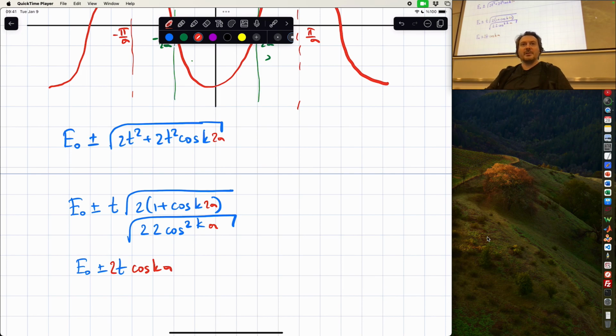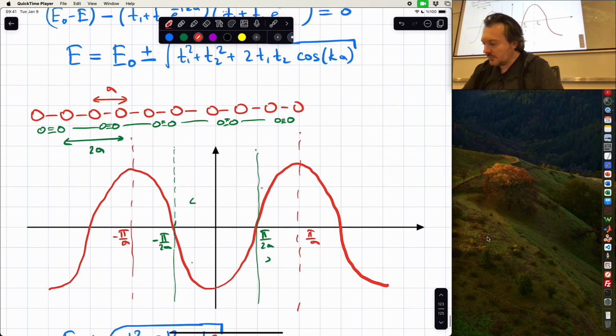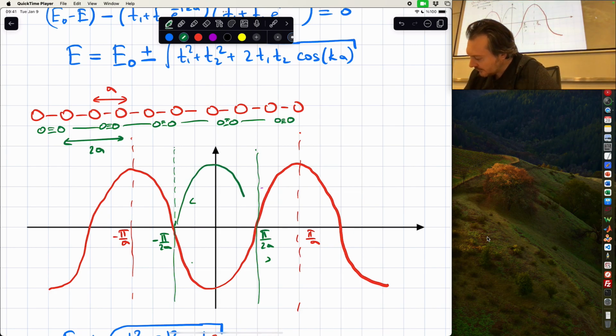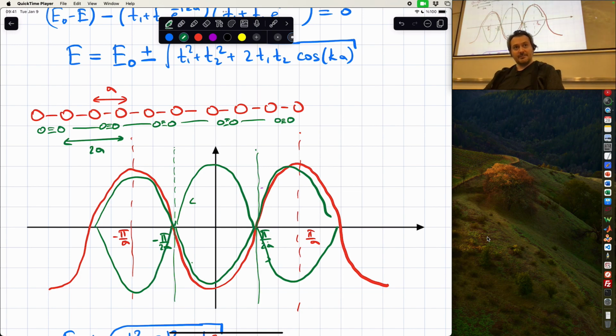Why plus and minus? Because now you are unfolding the band. So you have this one and that one. You are unfolding that one. Good, very, very good. But when T1 is not equal to T2, then it starts getting away from this. Okay, this is what you expect in the perfect case.